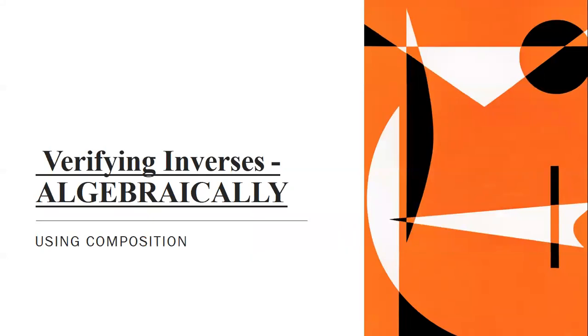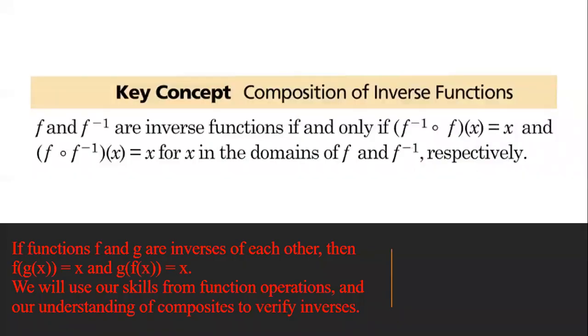Today, we are verifying inverses algebraically, and we do this by using composition. So the key concept here is composition of inverse functions. Basically, if you compose the original function and its inverse together, it should always simplify down to just x. If it does not simplify down to just x, then they are not inverses of each other. So it comes down to this: are you able to combine like terms? Can you distribute? Can you multiply?